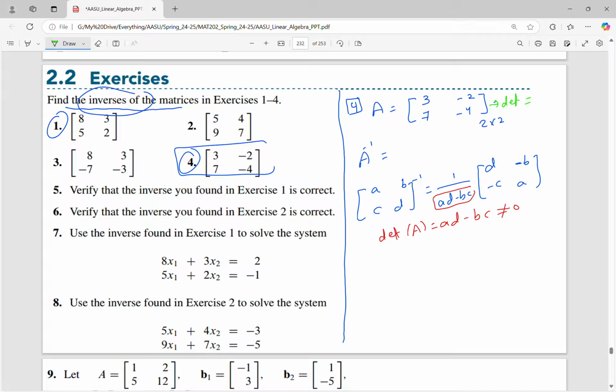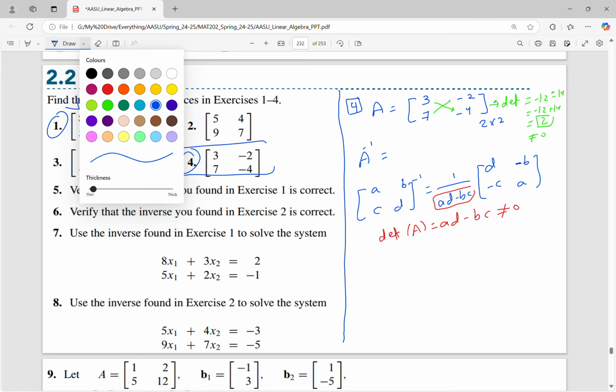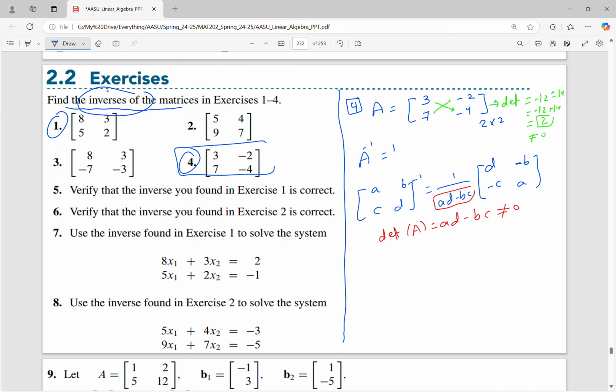What is the determinant of this matrix? It's 3 times minus 4, that's minus 12, minus 7 with minus 2, that's minus 14. So basically this is minus 12 plus 14, this is 2. Now the 2 is not 0, this means the matrix is invertible. If it's invertible, then we can solve it. How do we find the inverse? It's 1 over 2, the determinant, times, the diagonal is flipped, so minus 4 with 3, the other diagonal we change the sign, and that's it. And we do all the questions in a similar way. This is how we find the inverse of the matrix.